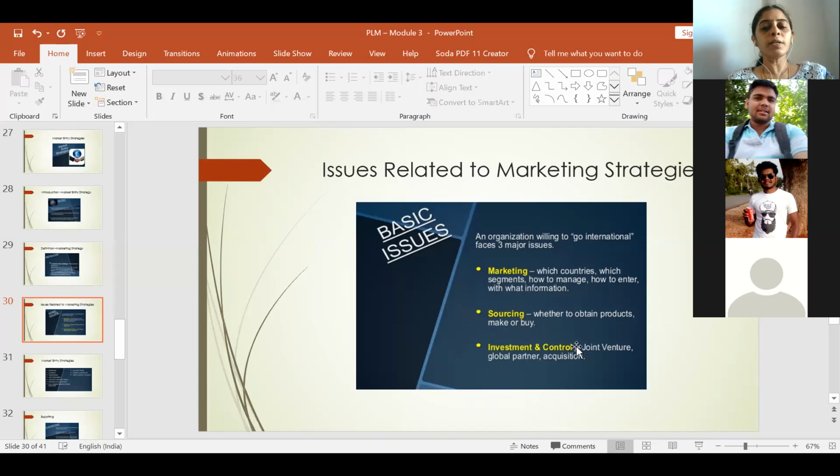Next is investment and control. Investment cannot be done alone; if a company is not strong enough financially, then they have to go for a joint venture. If you have a joint venture, there will always be some problem if there is no proper coordination and understanding. That has to be tackled, which is a major issue everywhere.